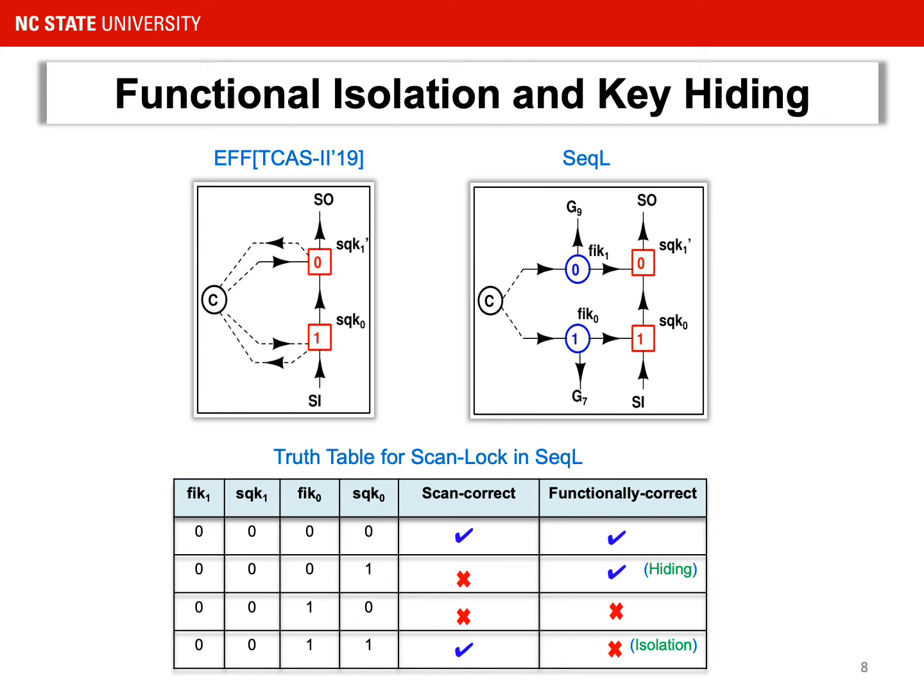Thus we are able to effectively hide a key from the attacker. The fourth row shows a key which is scan correct, thus visible to the attacker, but functionally incorrect, thus providing isolation and making the technique more secure over EFF.